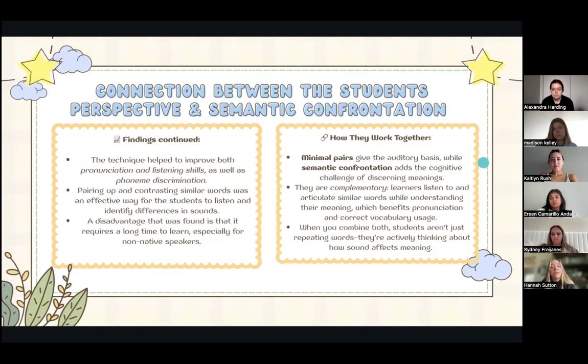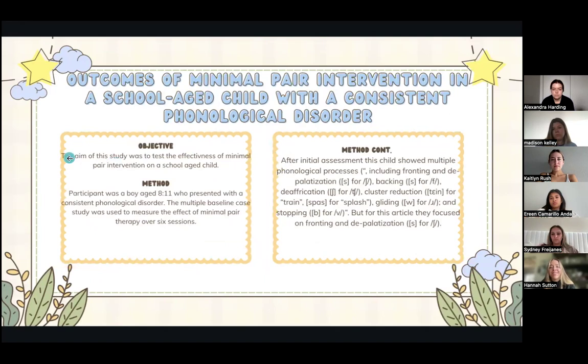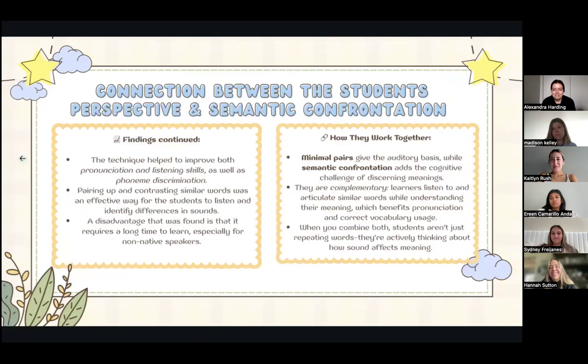Now, where this connects to semantic confrontation is the way that both techniques rely on contrast. Minimal pairs give the auditory basis, while semantic confrontation adds the cognitive challenge of discerning meaning.